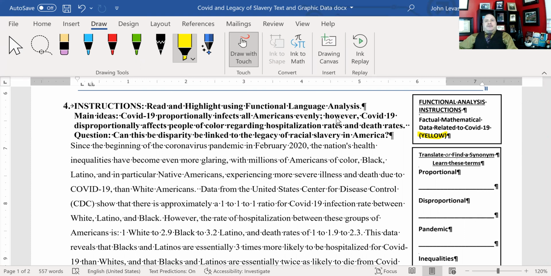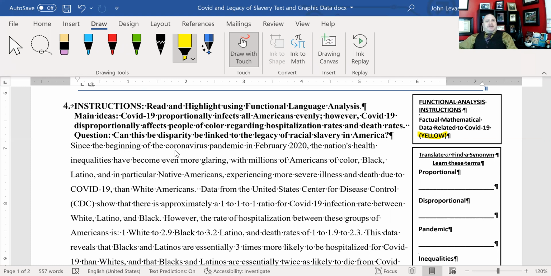Read and highlight using functional language analysis. Main ideas: COVID-19 proportionally infects all Americans evenly. However, COVID-19 disproportionately affects people of color regarding hospitalization rates and death rates. Question: can this disparity be linked to the legacy of racial slavery in America?